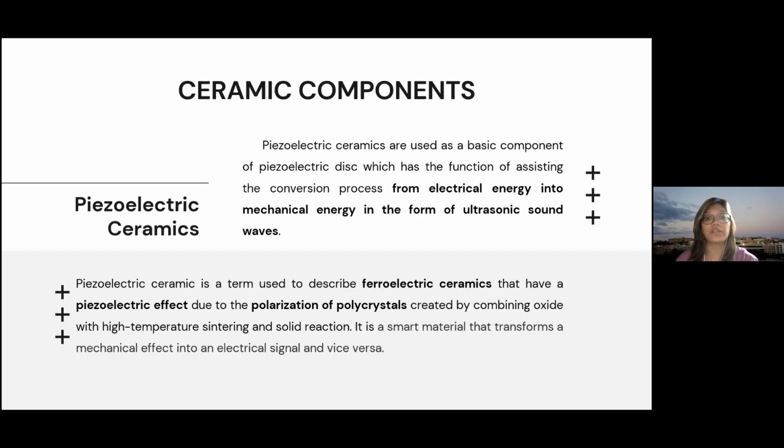The selection of this material is based on its ability to allow the direct generation of electrical signals from the application of pressure and the direct generation of pressure from electrical signals. In general, piezoelectric ceramic is a term used to describe ferroelectric ceramics that have piezoelectric effect due to the polarization of polycrystals created by combining oxides, such as zirconia, lead oxide, or titanium oxide, with high temperature sintering and solid reaction. It is a smart material that transforms a mechanical effect, such as pressure, movement, or vibration, into an electrical signal and vice versa.